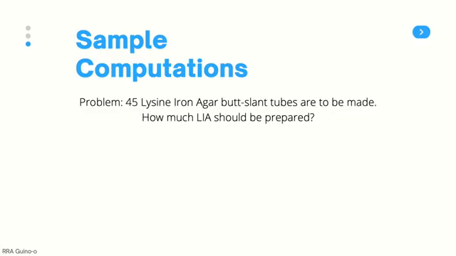Here we have another problem. We need to make 45 pieces of lysine iron agar, which is a common biochemical test. And we need to make a butt slant tube. How much LIA should be prepared? Note that you need at least 5 to 8 ml of media for a butt slant preparation. I'll give you time to pause here while you compute. Were you able to figure it out?